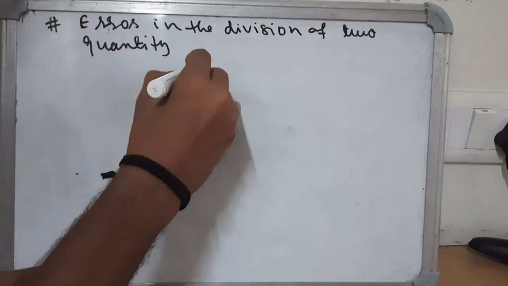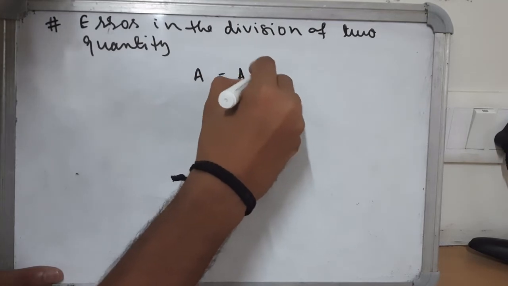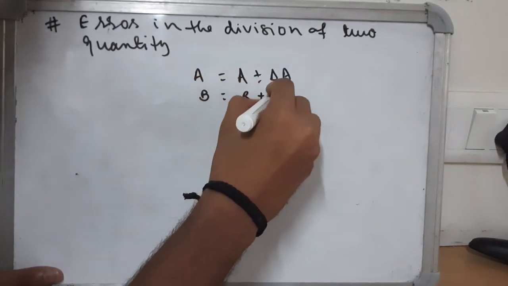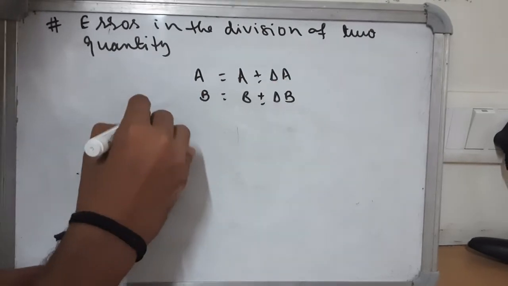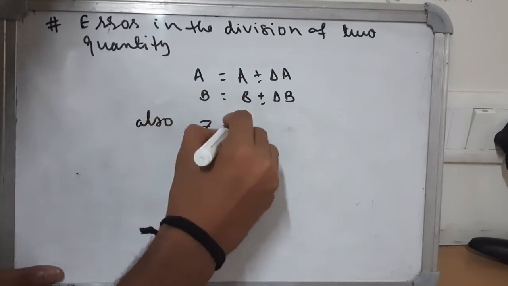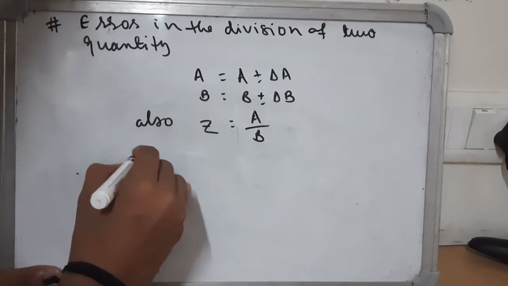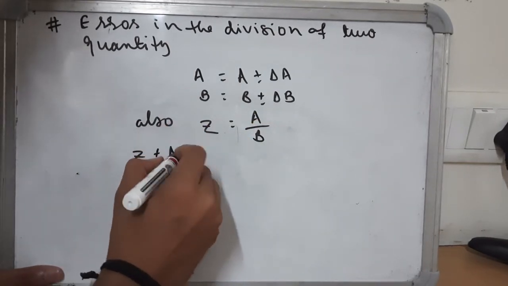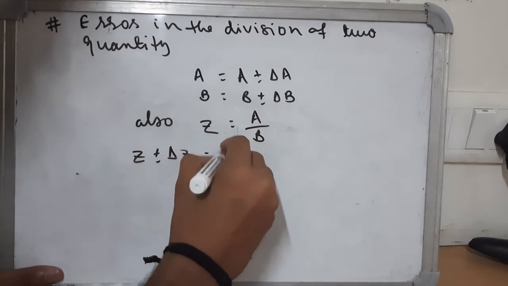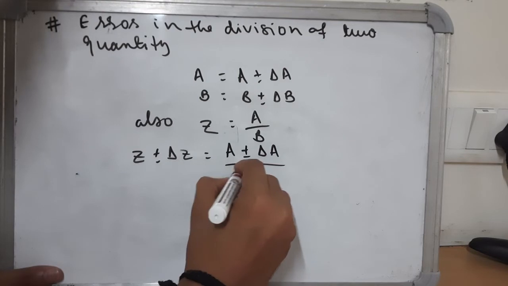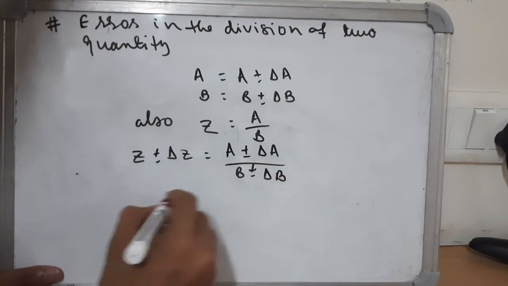Okay. Suppose we have a quantity A which can be written as A plus minus delta A, and B can be written as B plus minus delta B. Also we have a quantity Z which is A upon B. So this Z can be written as Z plus minus delta Z, and it will be equal to A plus minus delta A upon B plus minus delta B.